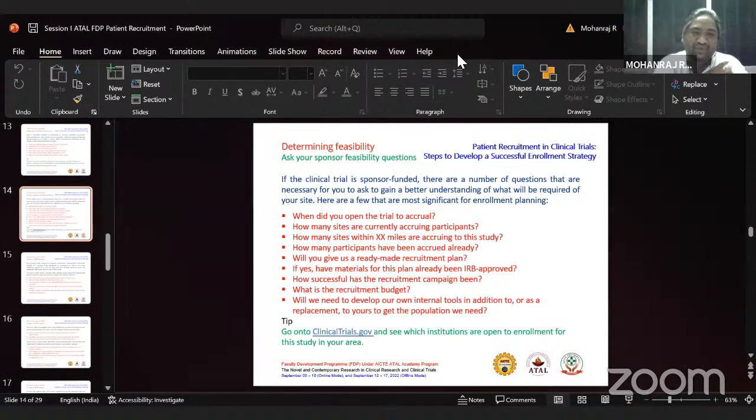Yes, sir. I've given it on slide number 14. You can go on to clinicaltrials.gov and search all the institutions across the globe. What are all the studies going on and what are all the methodologies they adopt for enrollment of patients in their particular study. So there will be no generalized portfolio for enrollment. You can find very specific information, so there will be no generalizability.